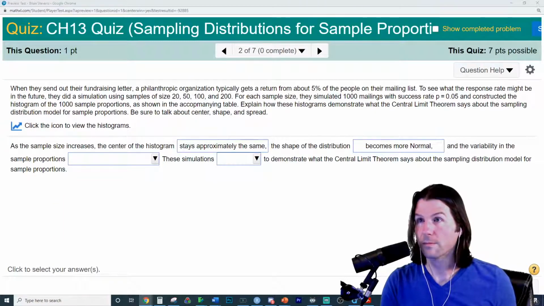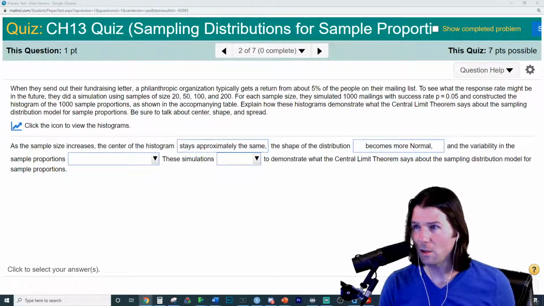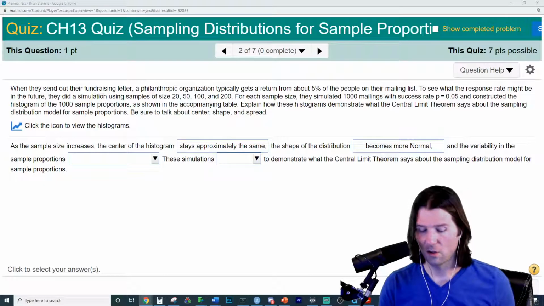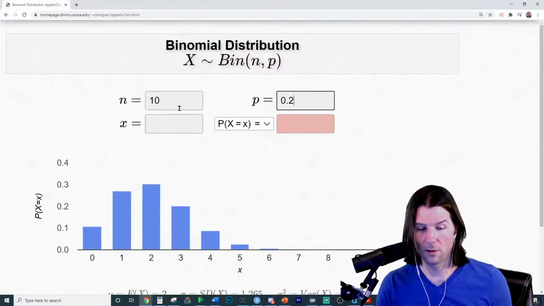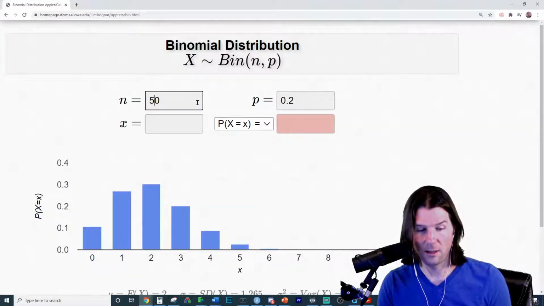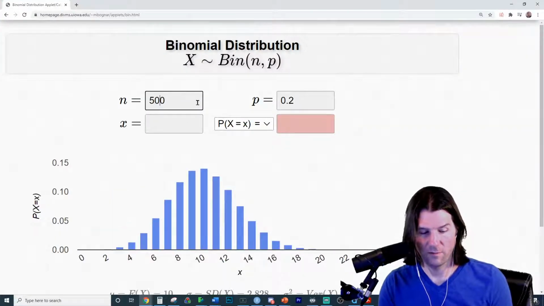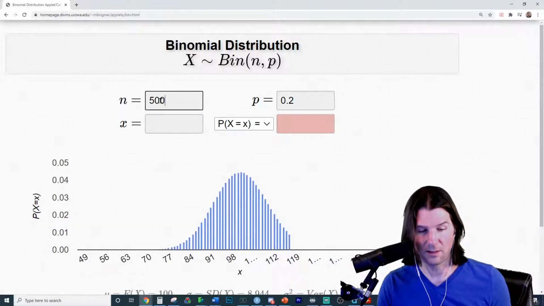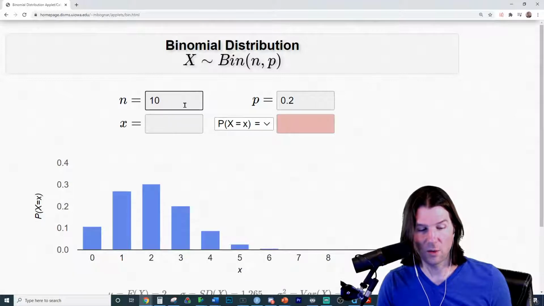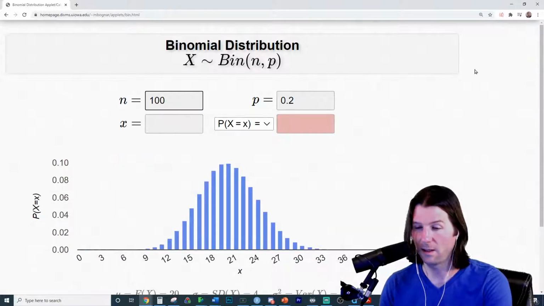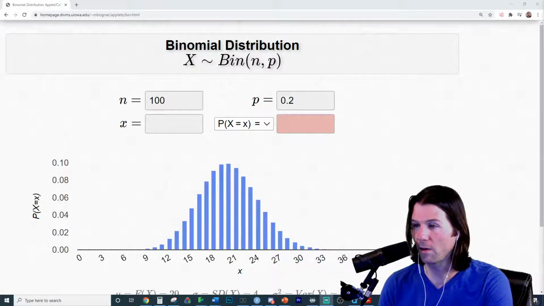So let's go here to the binomial applet, and it's similar-esque. So let's go here to the following. Okay, here's a sample of 10, 50, 500, which it breaks it. Great. 100. As the sample size increases, the distribution starts to look more and more what, Ella? And this is the key right here in what we're covering.